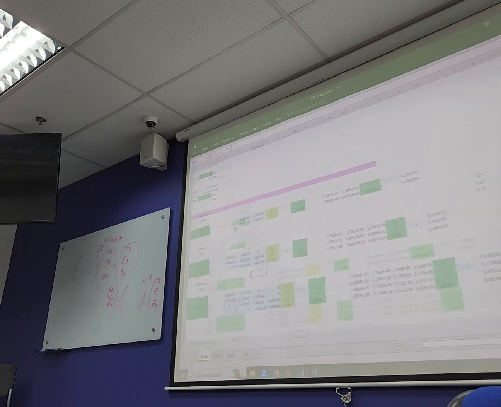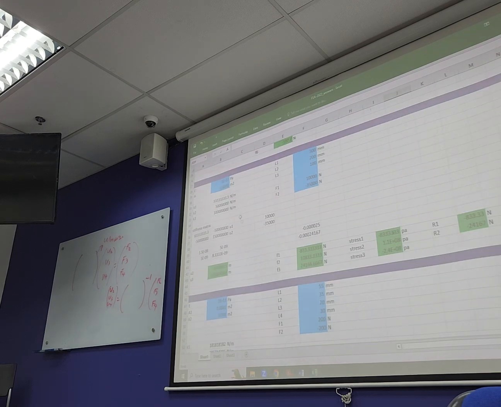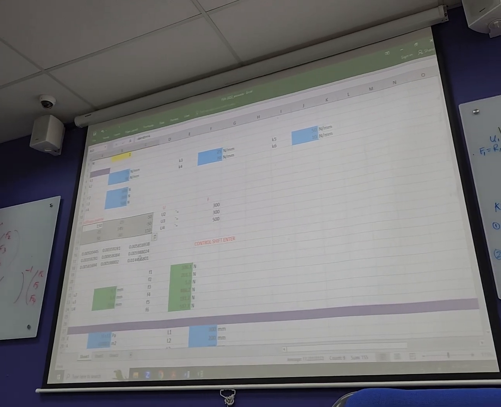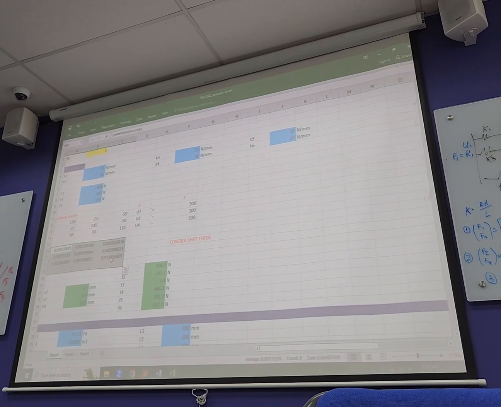So this is how I mark your question. So you all must do the same thing. You see? After this, I do an inverse. This is my stiffness matrix. I inverse it to get this matrix here.